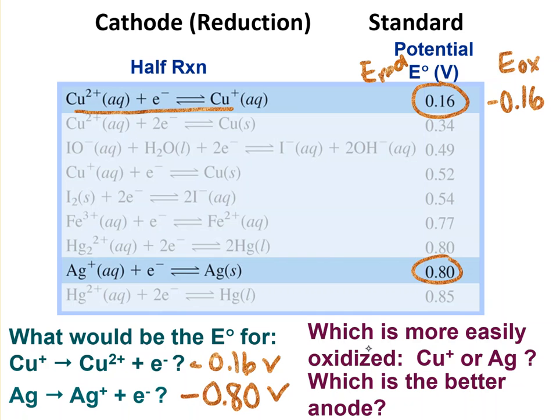Next question, which is more easily oxidized? So it's referring to these. Which of these is more easily oxidized? The more favorable reaction is more positive. Well, both of these are negative, but the copper has the smaller negative number, so it's going to be the copper. Which is the better anode? We need to remember, anode means oxidation. So this is the same question as the one before. The one that's more easily oxidized is the copper.